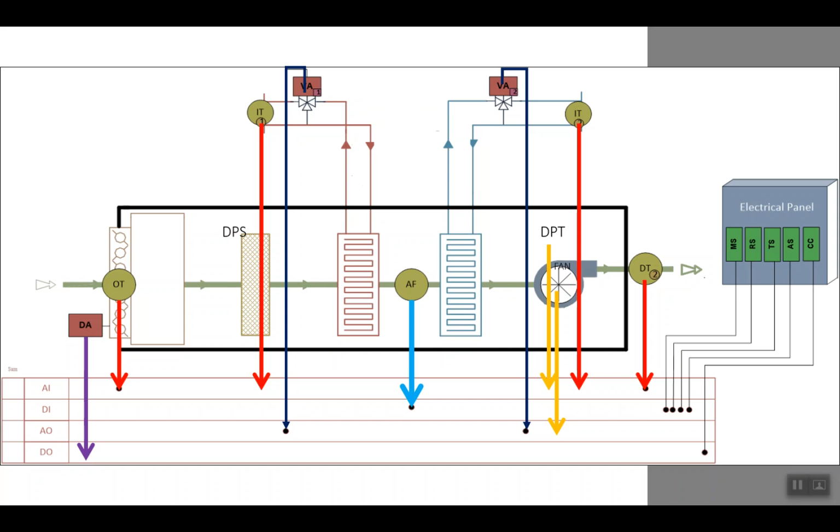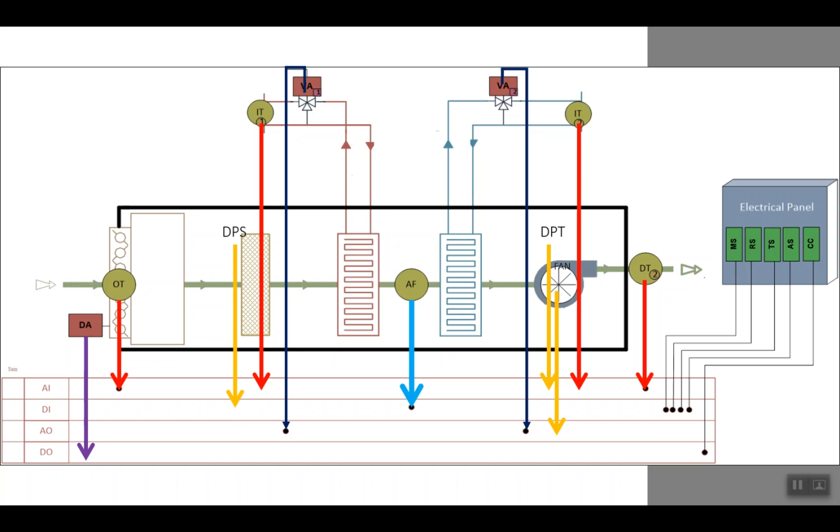Also, we have the DPT. You can see in the picture on the right hand side, this is the differential pressure transmitter. It gives feedback information before and after the fan. It's going to provide us exactly the gradual differences in the pressure. So this is a differential pressure transmitter, and it is going to be provided to the BMS as an analog input.